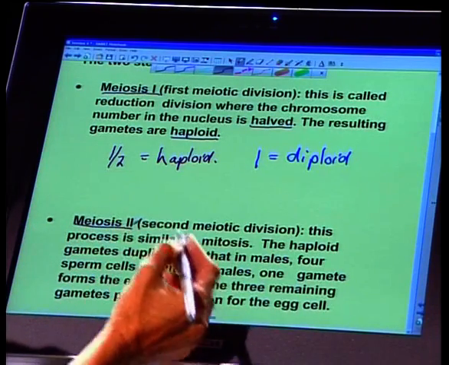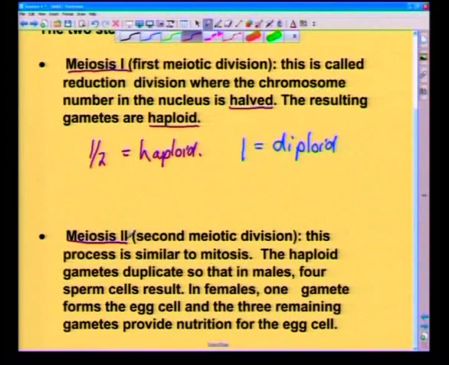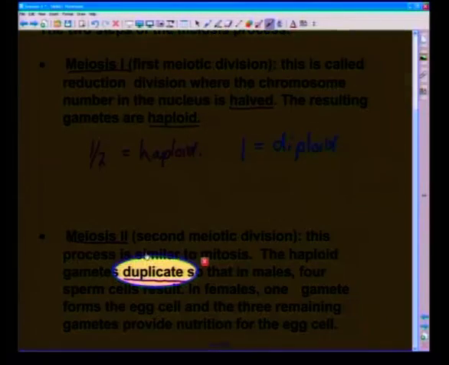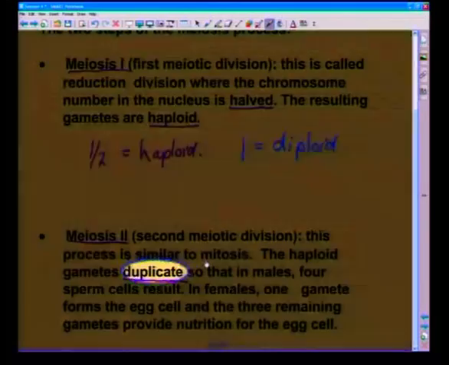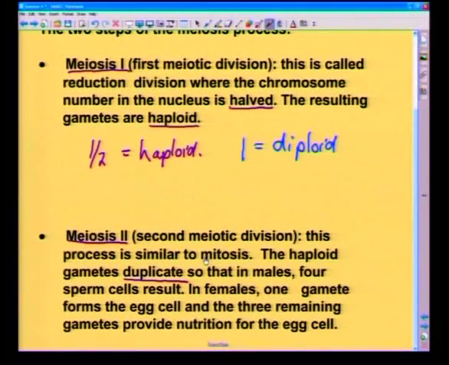This process is similar to mitosis. The haploid gametes are duplicated, and that is what is important. We are going to duplicate. Where before we halved it, now we're going to double those halves. And so in males, we're going to end up with 4 sperm cells. In females, we end up with 4 structures.